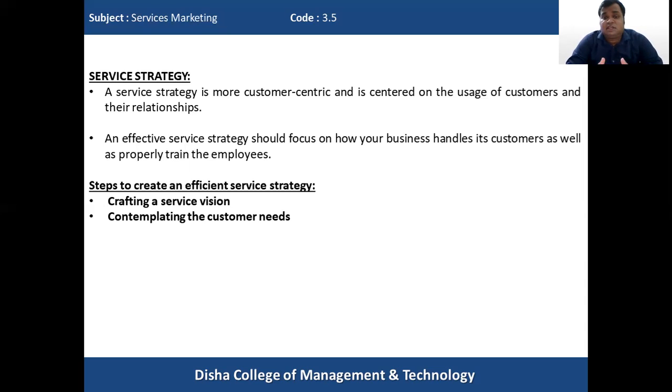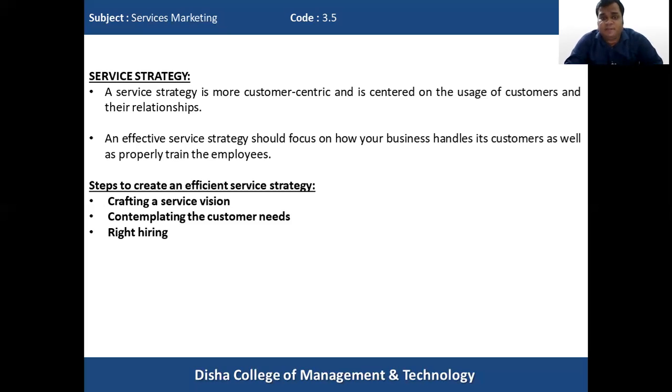And since the service organization is able to provide the services as per the liking and as per the expectation of the customers, they will come for repeat purchase and become loyal to the service organization. So in order to have an efficient service strategy, it is also important to see that this service strategy is able to contemplate or understand the customer needs.